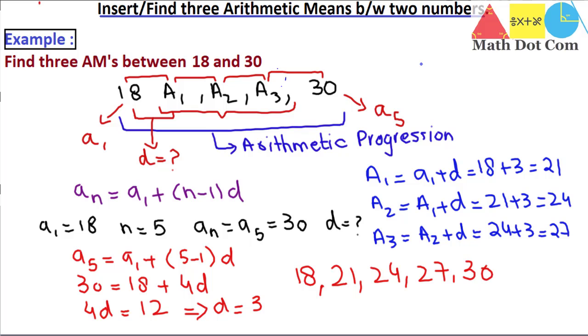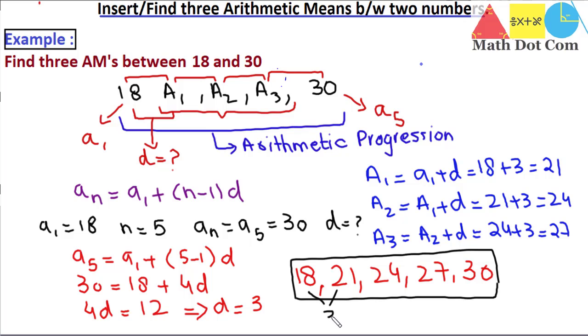So what we have got is an arithmetic sequence or progression, because there is a common difference between consecutive terms. Here we have a difference of 3, here a difference of 3, here a difference of 3, and here a difference of 3. So this is how you can insert the arithmetic means between two given numbers, and make sure that the sequence you get is an arithmetic progression. That is, the difference between two consecutive terms must be the same.